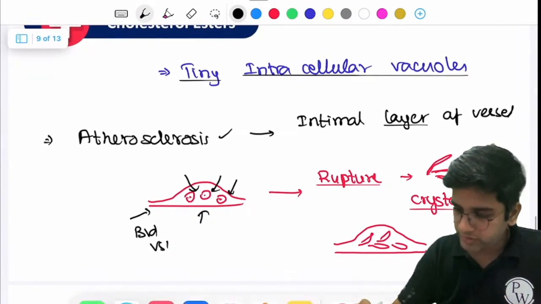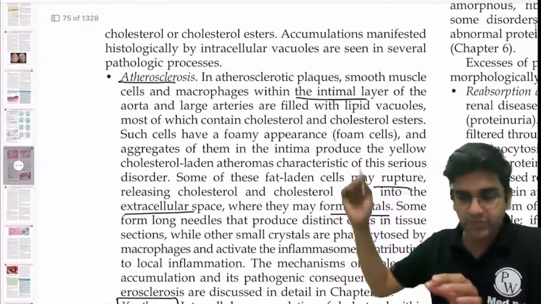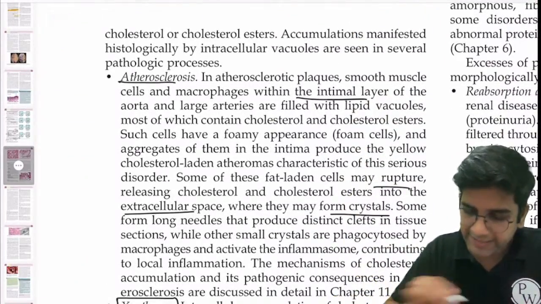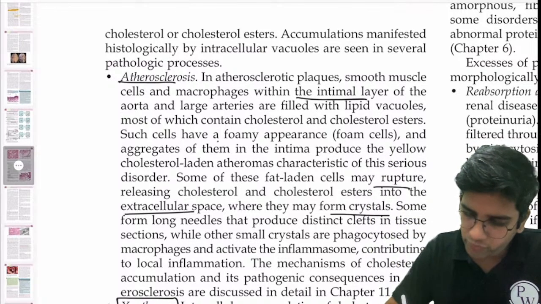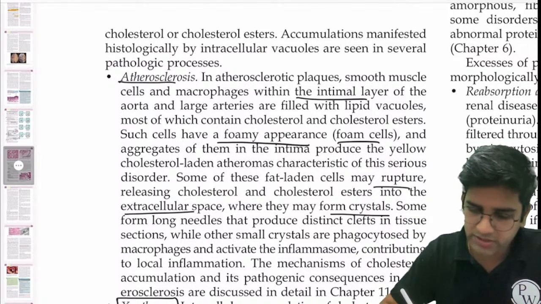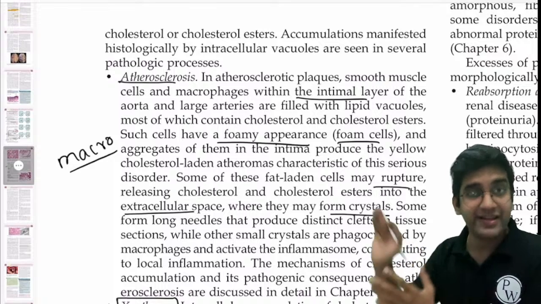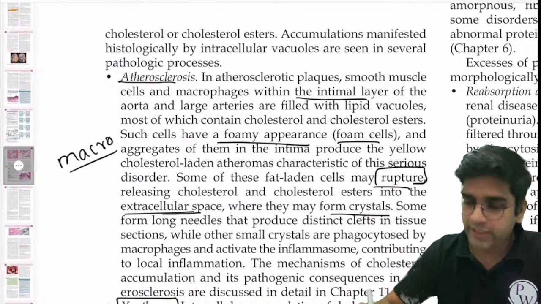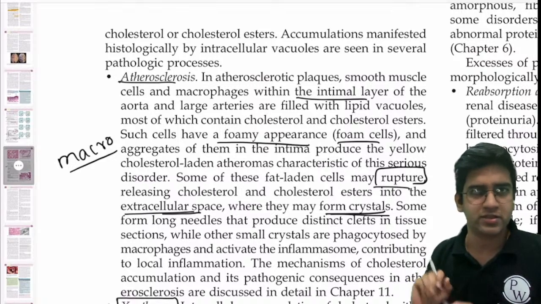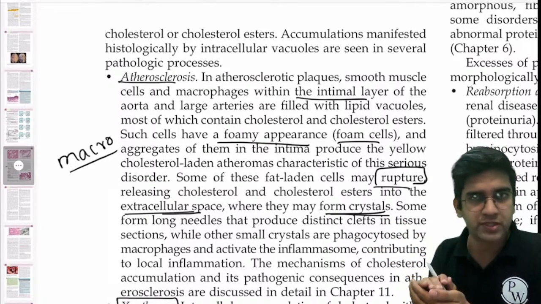Again, once you go back to the Robbins, our goal is just to read the textbook, right? If you look at the Robbins, this is where atherosclerosis is. Here in the intimal layer of the large arteries and aorta, you will have foam cells, the foamy appearance. Foam cells are nothing but the macrophages which eat the cholesterol and store it there. Rarely, some of these fat-laden cells may rupture. Once it ruptures, it goes outside and forms crystals. Both of them are due to cholesterol only. Foam cell can rupture or foam cell can retain as such.